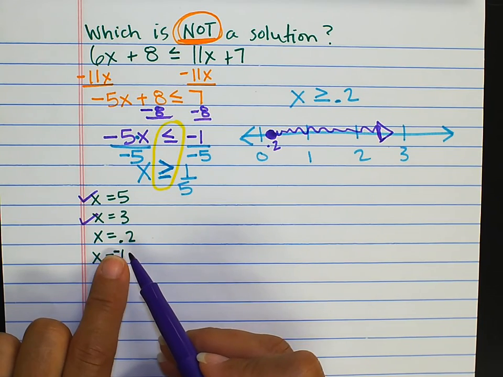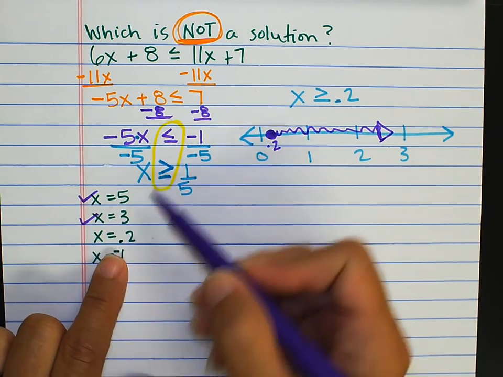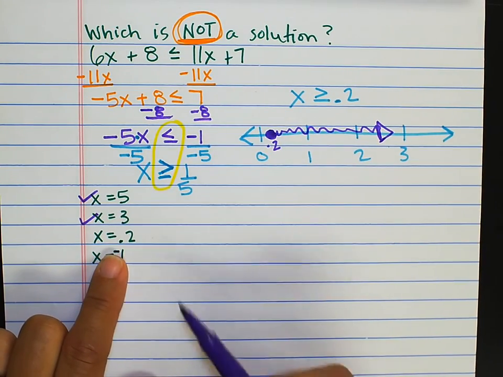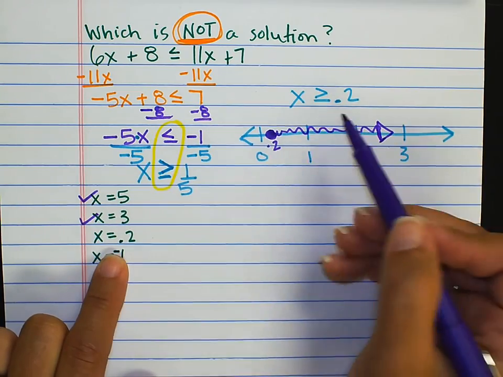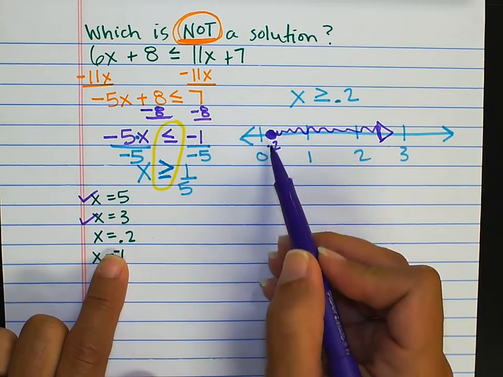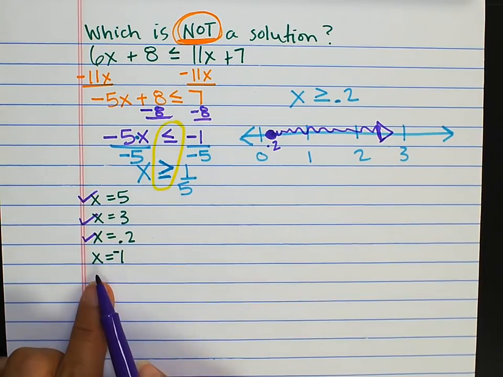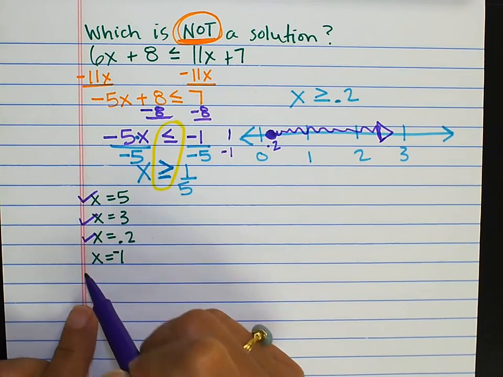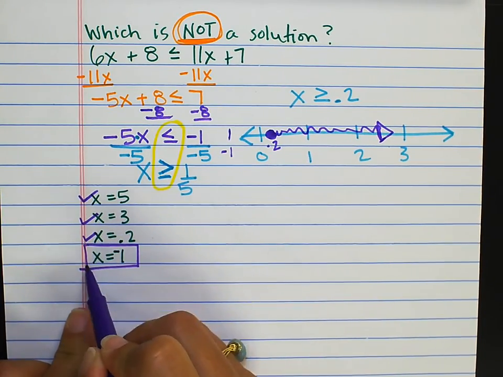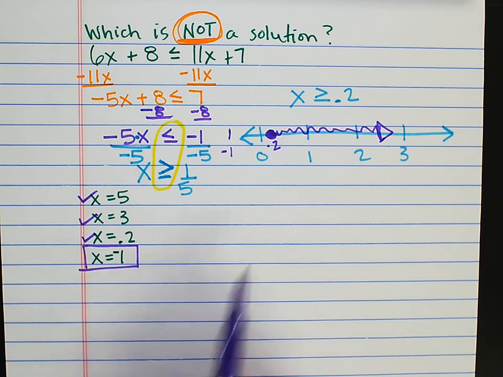This is the answer choice that's trying to throw you off. They want you to pick that because you solved it, you got 0.2, okay, I got it. But that actually is an answer, as is 5 and 3, because it's all the stuff greater than or equal to. So since it's or equal to, 0.2 works. X equals negative 1 is going to be over here. That is not in the shaded region, so that is not a solution to this inequality. Therefore, that is the correct answer.